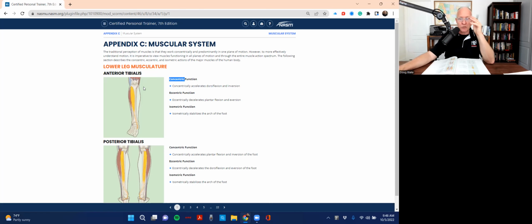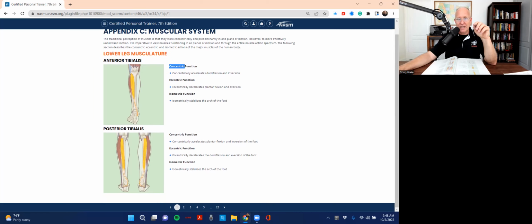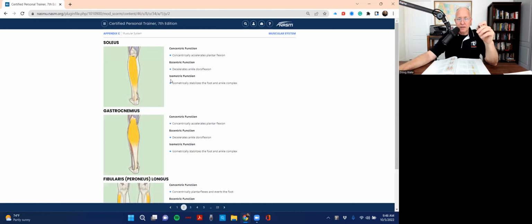Isometric contractions. And what I want you to do in Appendix C is look at the isometric functions of a lot of the muscles in these particular areas that NASM is giving you. You'll notice again that the anterior tibialis and the posterior tibialis do what? The exact same thing. They stabilize the arch of the foot. Whatever that means. Isometrically stabilizes the foot and ankle complex. Isometrically stabilizes the foot and ankle.